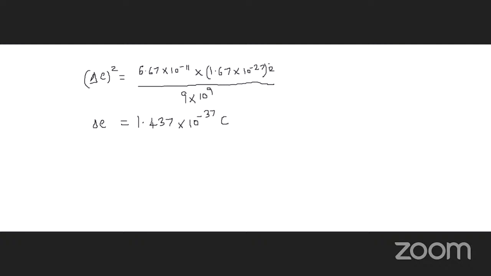In the question, they have not asked you the exact value of delta E. They have asked you what is the order of delta E. That means in the exponential notation, what is the 10 power that is multiplied with the value. So here we have 10 power minus 37 coulomb. In the question, option C is 10 power minus 37 coulomb. So option C is the right answer for this question.